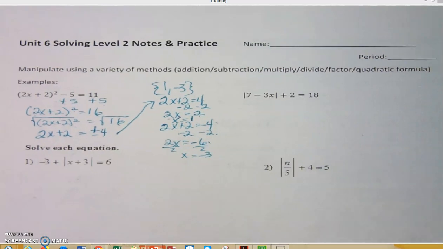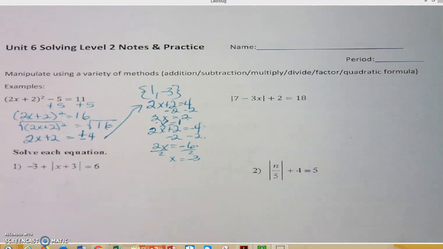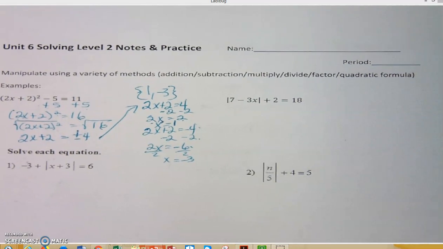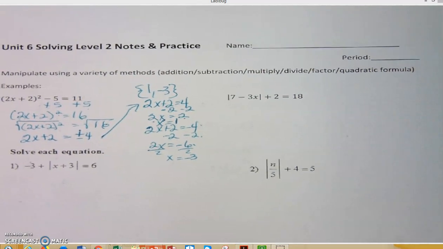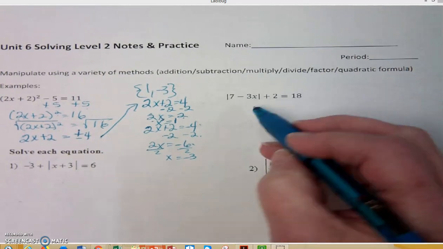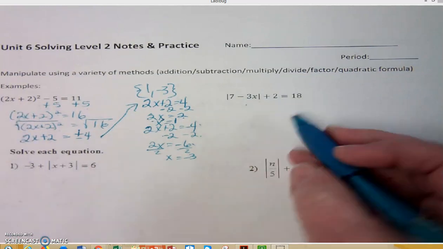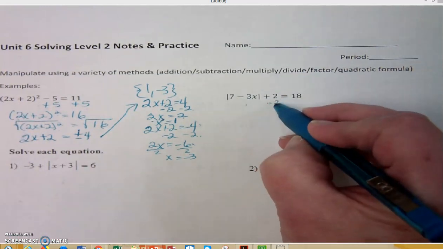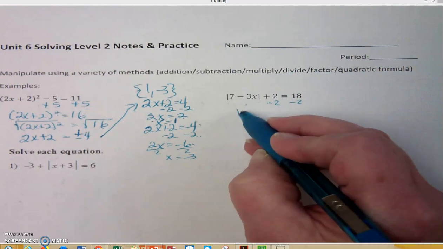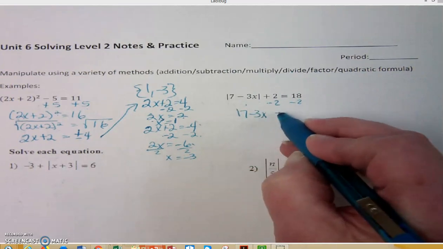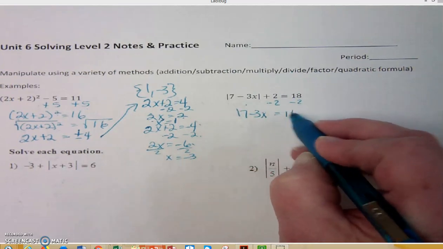Now, absolute values. Do you remember solving for absolute values? We did that at the beginning of the year, and then we touched on it a little bit more later on in last semester. Again, just like with the squared, we need to solve and get my absolute value all by itself. So to do that, I'm going to subtract 2 from both sides, and I get the absolute value of 7 minus 3x equals 16.